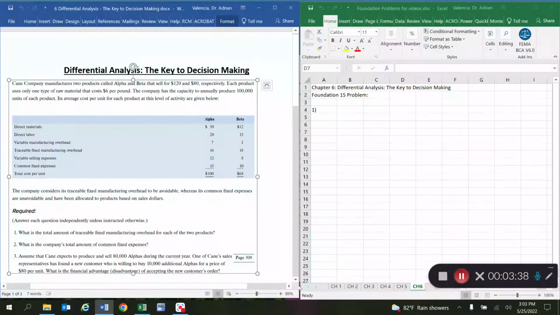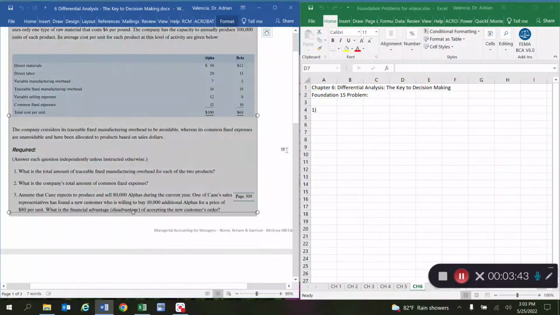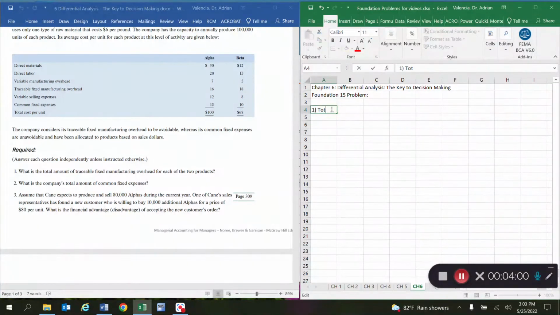All right, so let's go to question number 1. What is the total amount of traceable fixed manufacturing overhead for each of the two products? It's real important that we understand the total amount being very important here because this is based on 100,000. So let me go ahead and write that here. Total traceable fixed manufacturing costs. And I'll do it for Alpha here and for Beta.